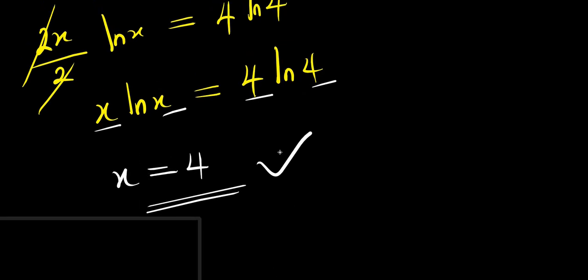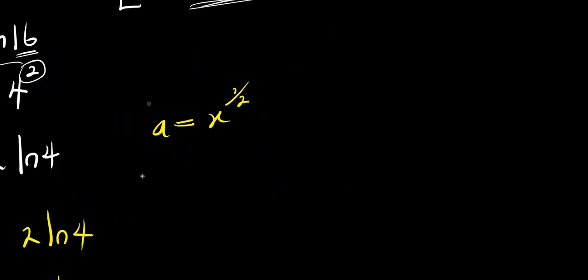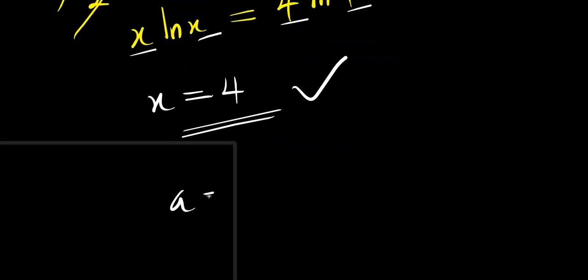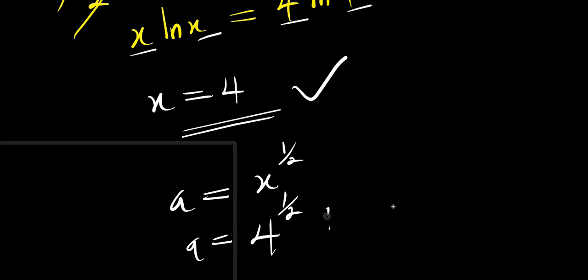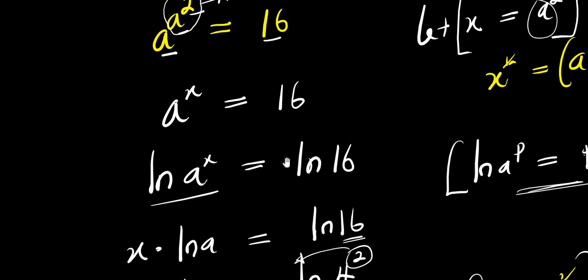So let's solve for a using this particular equation here. We have a equals x power 1 over 2. And our x is 4, so a equals 4 power 1 over 2. That means a equals 4 power 1 over 2, which is the same thing as having square root of 4. That means a equals plus or minus 2. Have you seen that? That's one way of solving that.